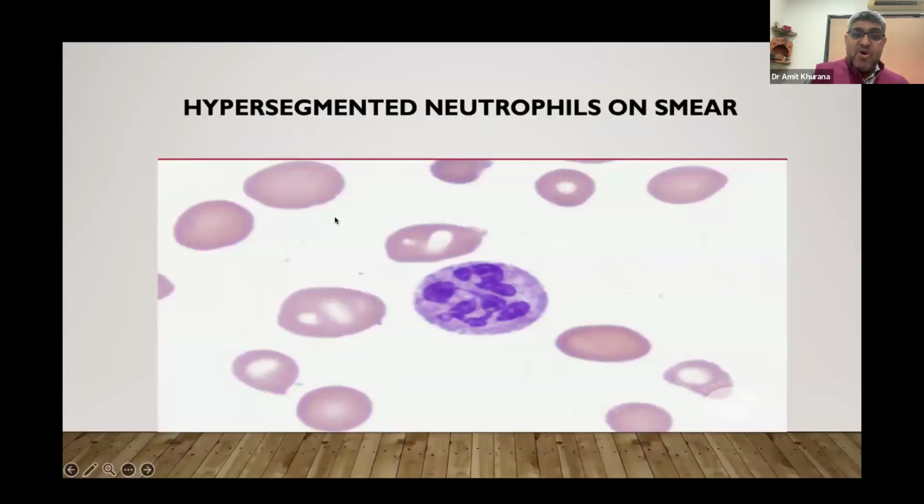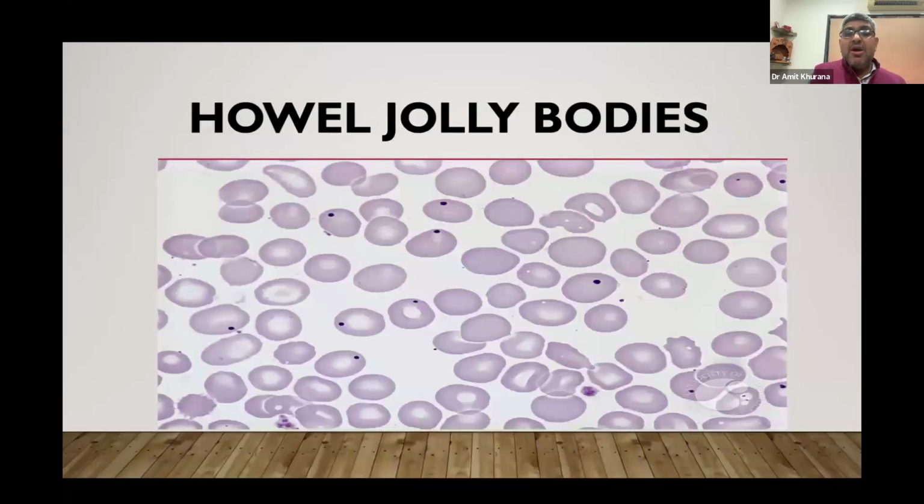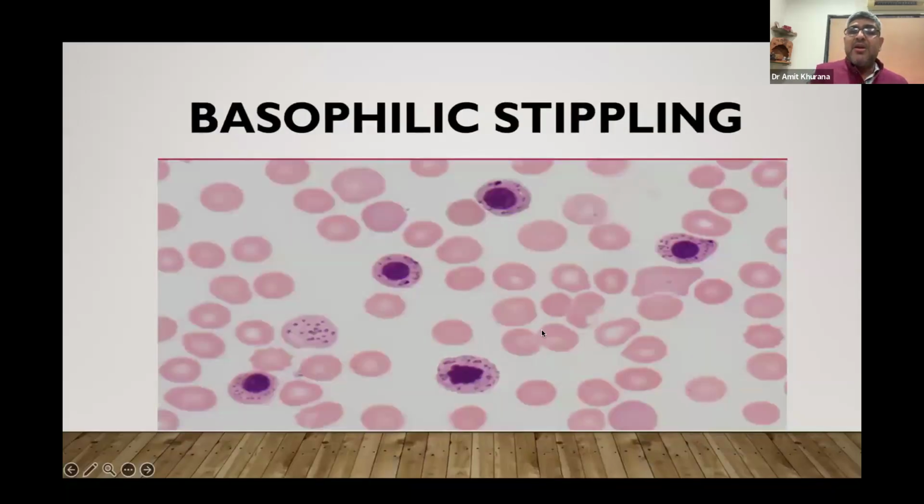So these are macro-ovalocytes, and along with that, you get this hypersegmented neutrophil in your peripheral smear. That is a telltale sign that your patient is suffering from B12 deficiency. Because of ineffective erythropoiesis, what you see also is Howell-Jolly bodies. That is the telltale sign of any ineffective erythropoiesis. Apart from this, you may also get basophilic stippling, which only suggests that your patient has ineffective erythropoiesis.